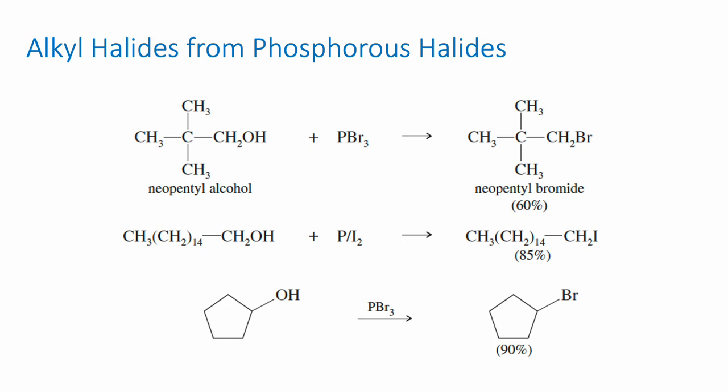And this doesn't just work for primary alcohols, it works for both primary and secondary alcohols. So we'll see down below the final reaction, we've got a secondary alcohol that we treat with PBr3, and that just replaces the hydroxyl with the bromine. And so we get a pretty high yield there.